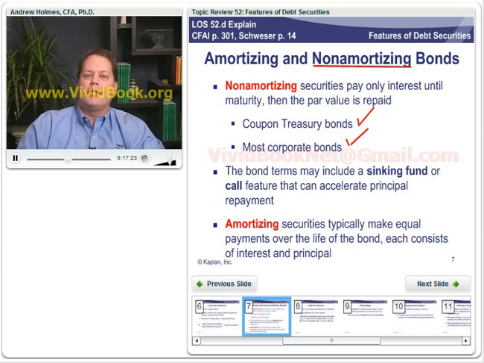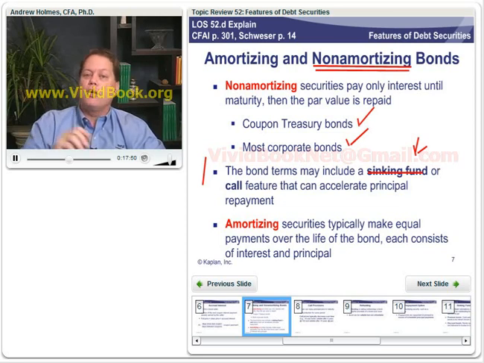Now, there is another term here that we'll see a little more of later, and that is the idea of a sinking fund. So a sinking fund is going to be some return of principal during the life of the bond, but it's going to be under special circumstances. So I think you can still have some return of principal during the life of the bond in terms of a sinking fund, and it still be a non-amortizing bond. So don't let those two concepts confuse you. We're going to come back and talk about sinking funds in a little while.